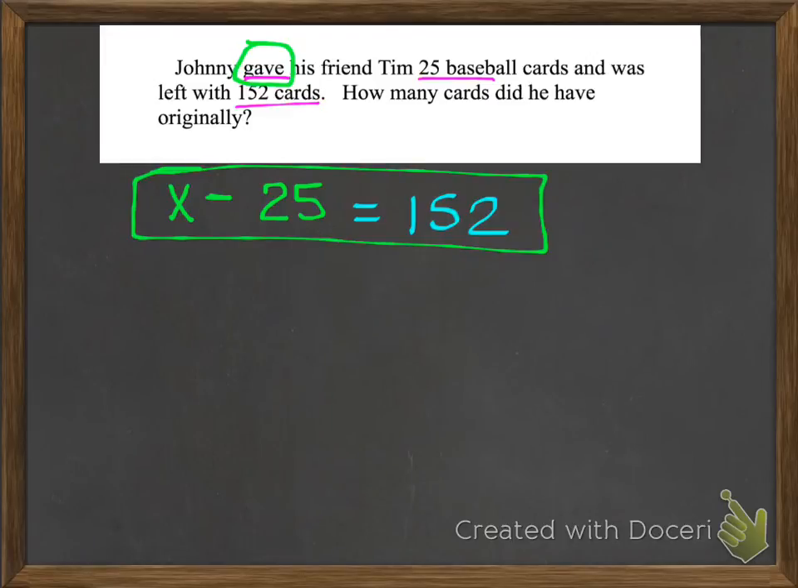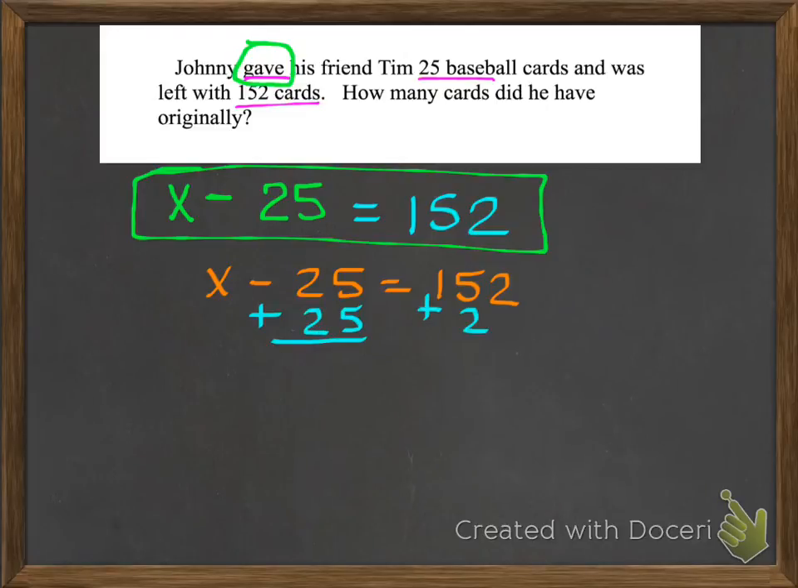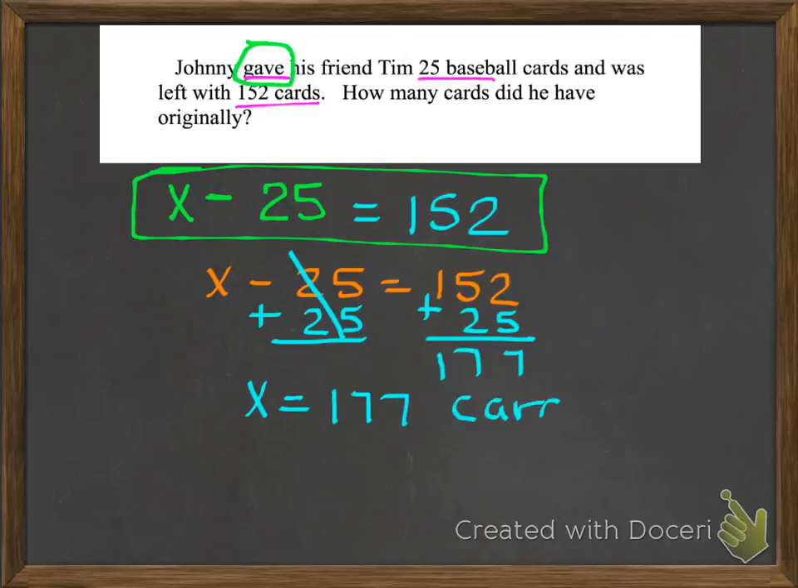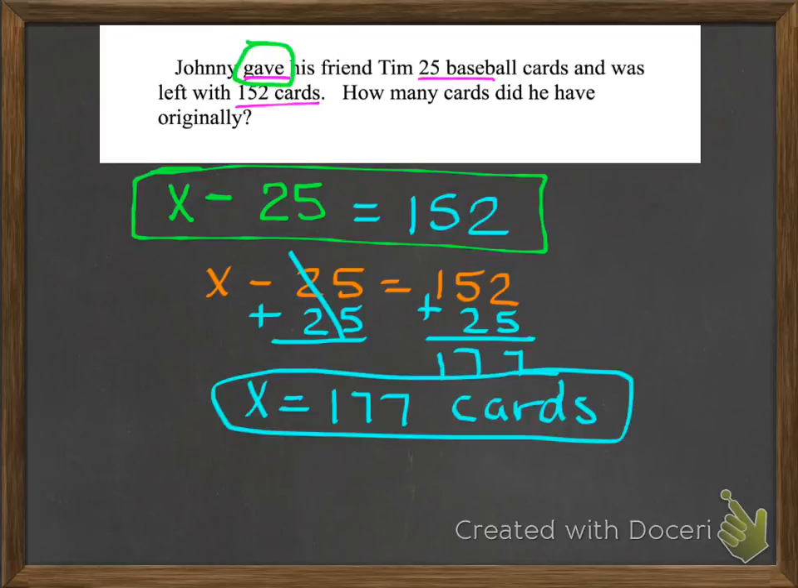Then the second part of your problem, you're actually going to solve it. So X minus 25 equals 152. So your first step here would be then to add 25 to both sides because you're doing the inverse operation. And you are left with 7, 7, and 1. So the second part of your question is going to be X equals 177 cards. That's how many cards he had to start with. So these are your two answers that you would place on the line.